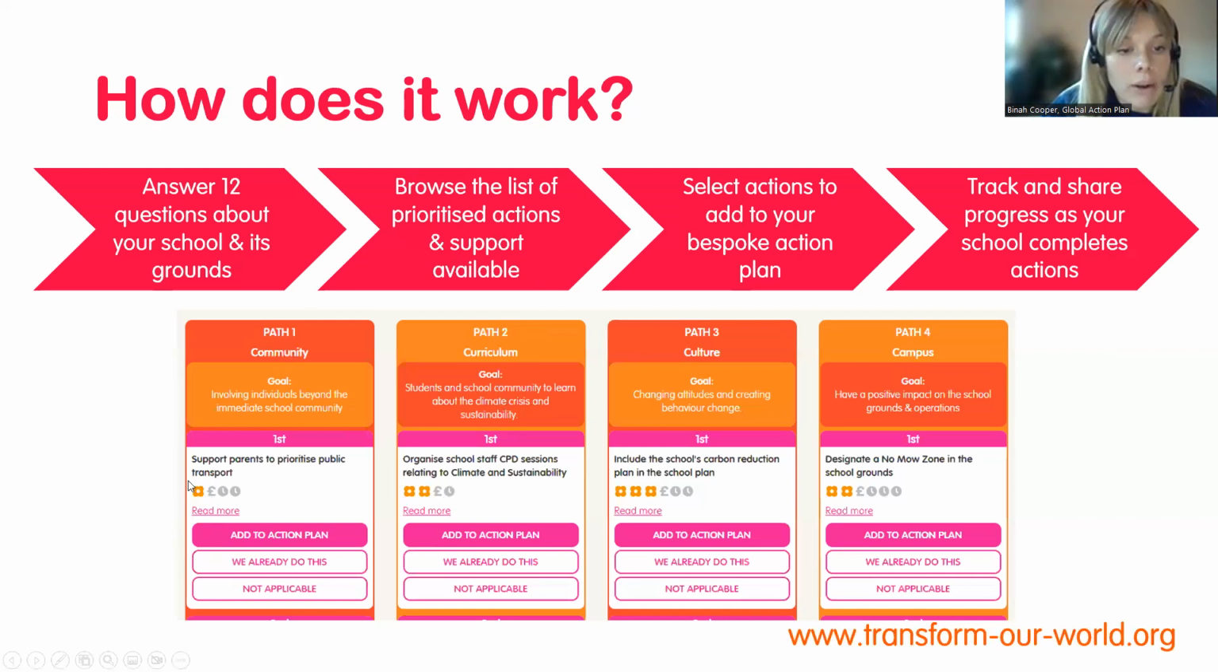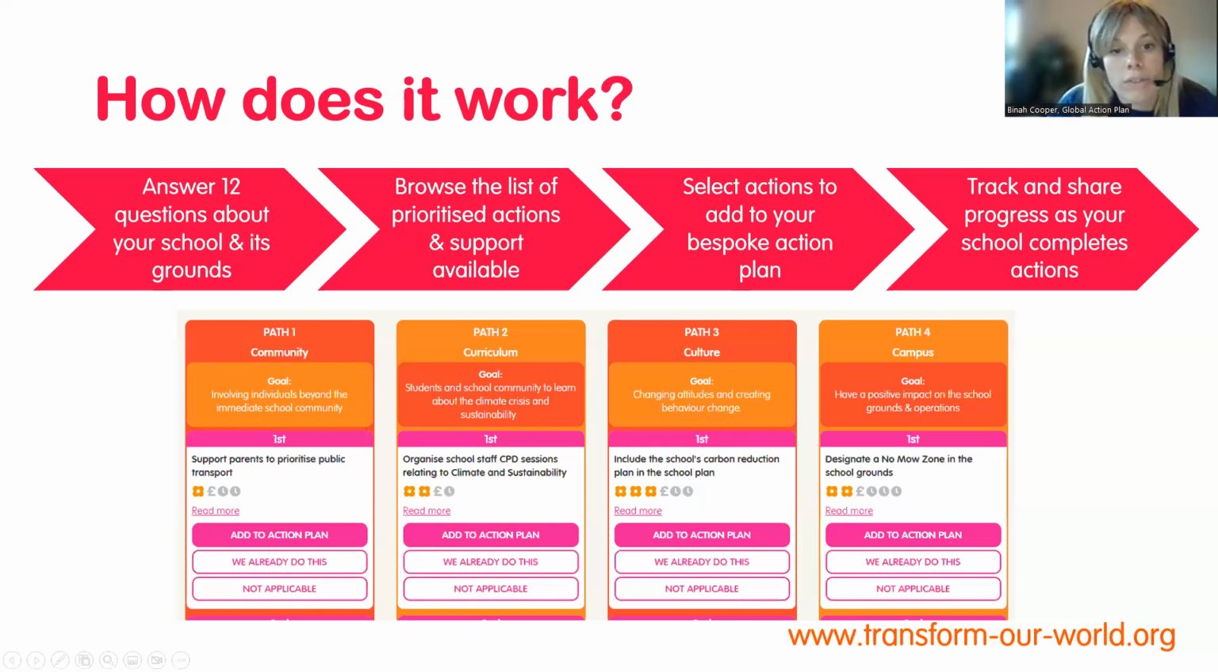So yeah, the flower is about impact, the pound is about the cost, and the clock is around time. And the time is usually, 1 clock is usually a day or a week, 2 clocks is usually a term, and 3 clocks is normally the school year. So it's different time frames as to how long the actions will take. And what you can do is under each pathway, you can add specific actions to your planner. You can say you already do it. There may be lots of examples that you already use or you already do.